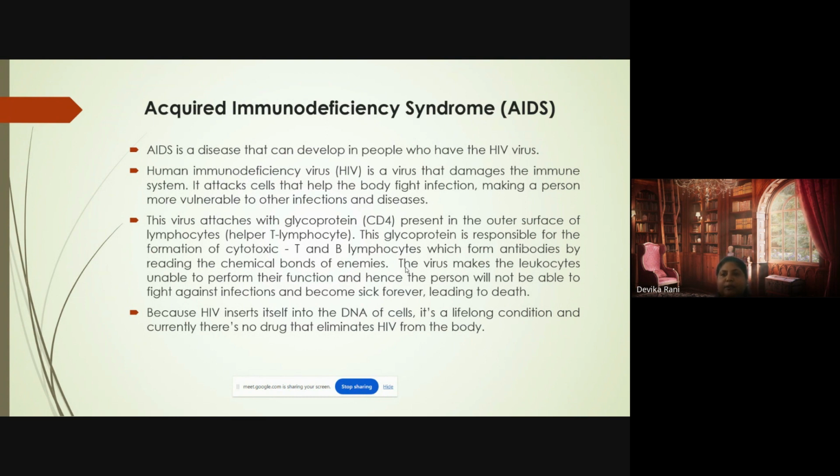So, obviously, none of the leukocytes can fight against infection. Ultimately, what will happen? The person starts having infections one after the other, and when the body can't fight, of course, ultimately the person has no immunity at all, leading to death. Because HIV inserts itself into the DNA of cells, it's a lifelong condition. And currently, there is no drug that eliminates HIV from the body. Only prevention is possible, so be careful.